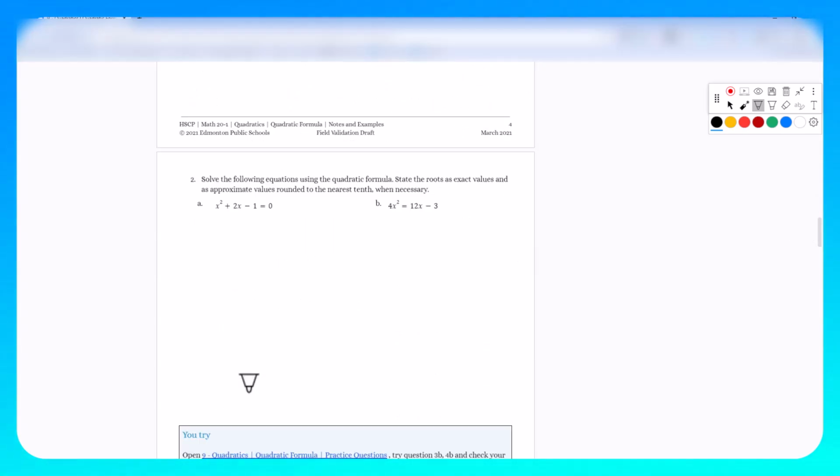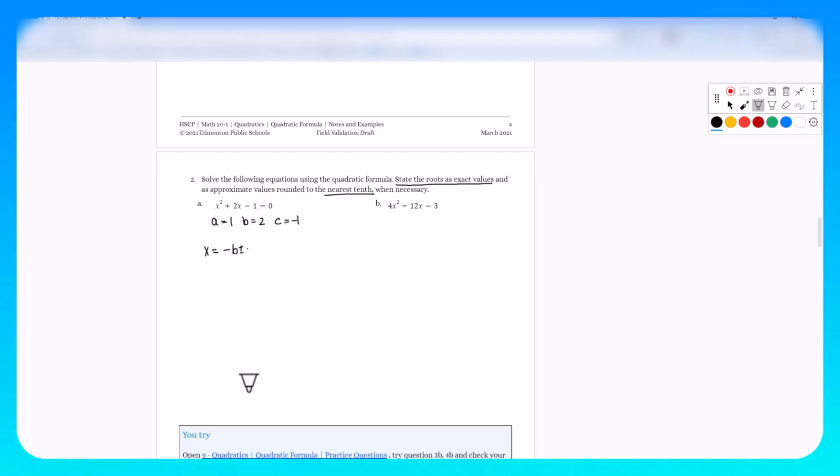So let's keep going. So now we want to solve these equations with quadratic formula, and we want to state the roots as exact values and as approximate values to the nearest tenth. Let's go ahead and do this. So again, let's write down A equals 1, B equals 2, and C equals -1.